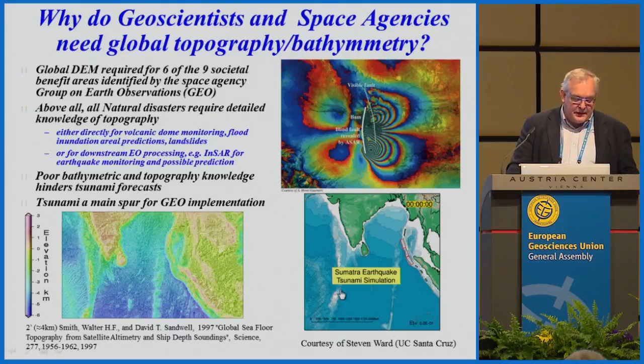Anyway, the point is that if you look on the left-hand side, you can see the very poor state of topography over the oceans that still exists to the present day in this particular part of the world. And this is a severe limitation in terms of being able to predict accurately landfall.